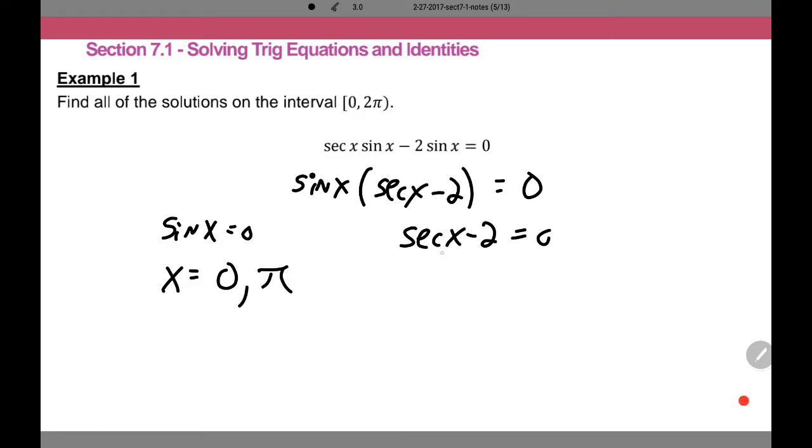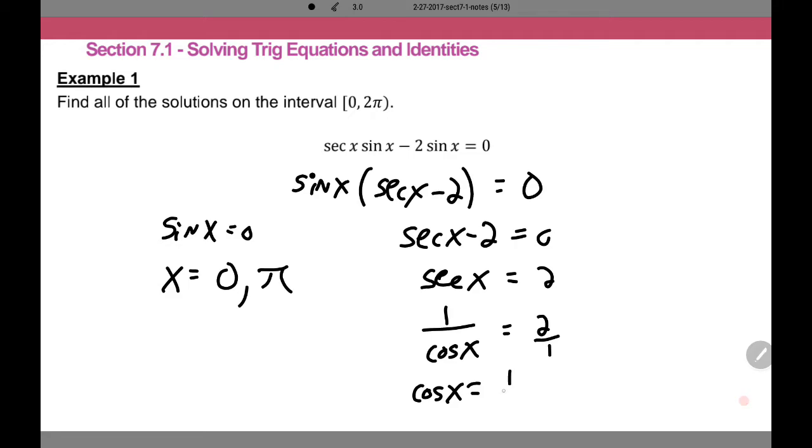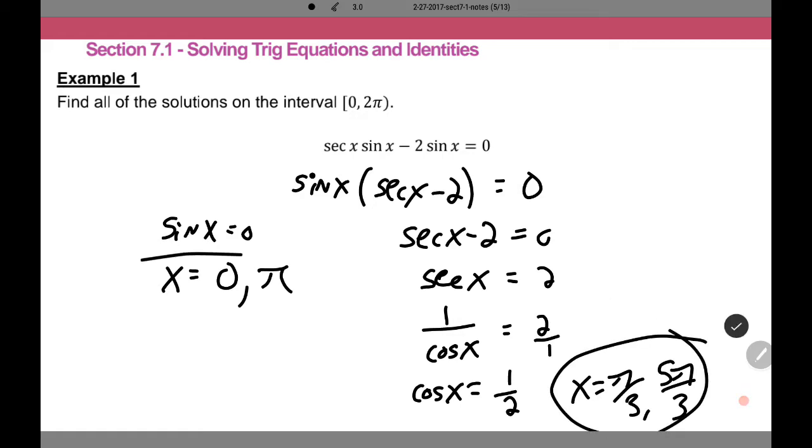And over here, we've got to solve this. Now we haven't done any with the secant yet, but we've got to remember, secant is just 1 over the cosine of x, equal to 2. And to solve this, I take the reciprocal of both sides. So I'll put a little 1 there so you don't get confused. So the cosine of x is actually equal to 1/2. So that occurs on our unit circle when x equals pi over 3 or 5 pi over 3. So here I have 4 solutions that work for this equation.